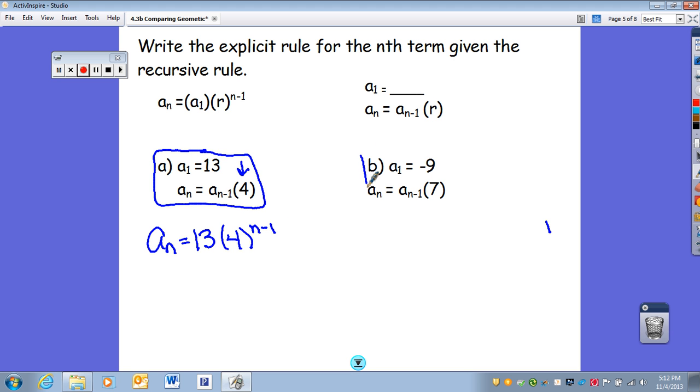Here is the recursive rule for this example. I want to write the explicit rule. All I need to do is find out that my a sub n, the term I'm looking for, is equal to my first term, which is negative 9. I'm putting it in parentheses to make sure that I am holding the negative sign next to it. I'm going to multiply that by the rate, which is 7, to the n minus 1 power.